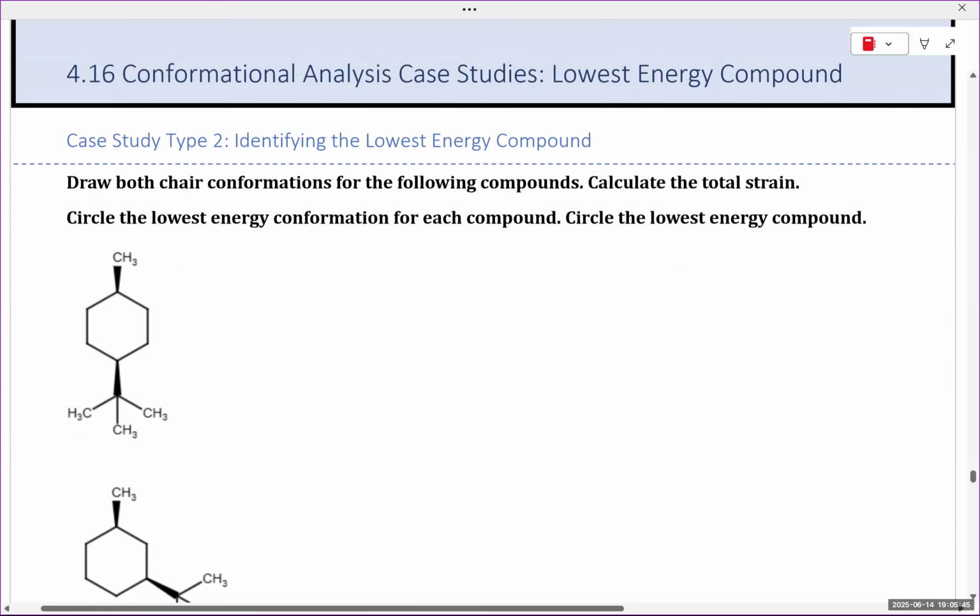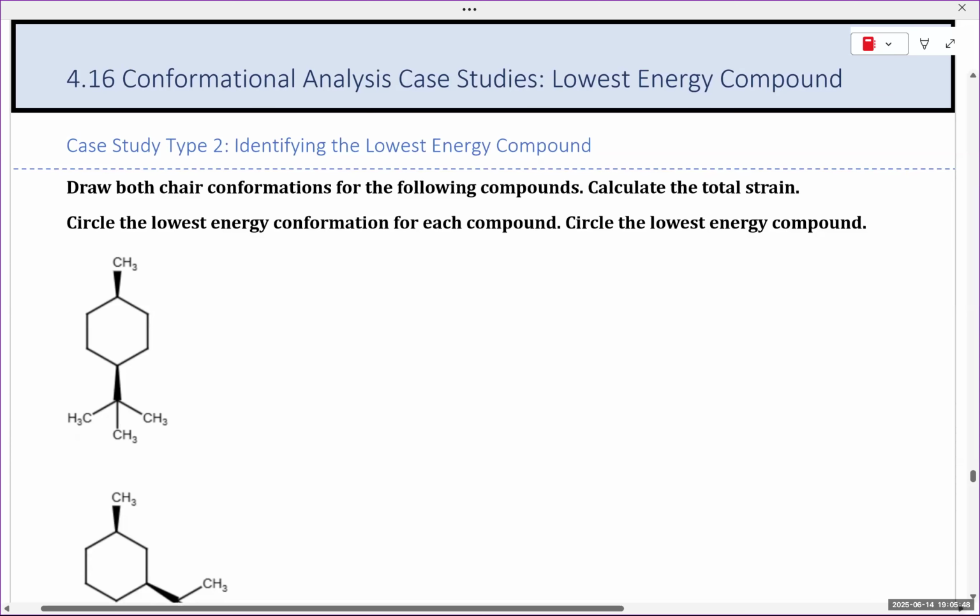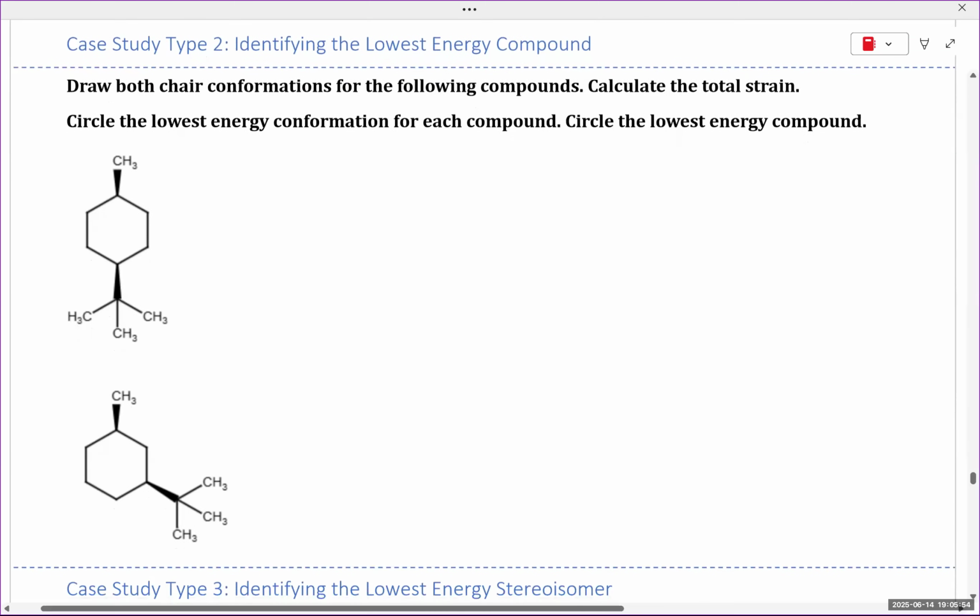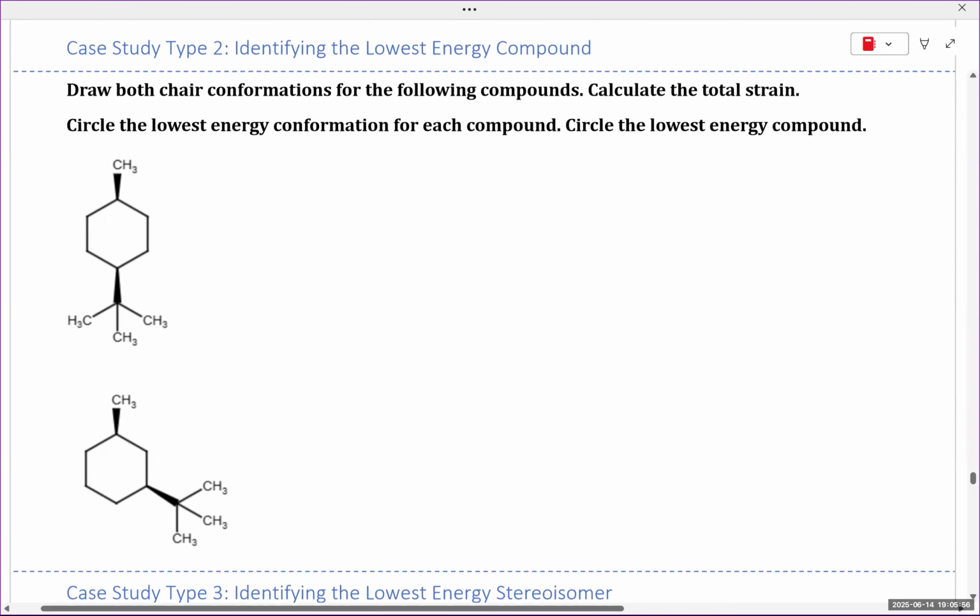Let's look at another case study where this time we're asked to identify the lowest energy compound given a pair of compounds. So in this case, we're asked to draw both chair conformations for the following compounds, calculate the total strain, and circle the lowest energy conformation for each compound, and circle the lowest energy compound. So I'd like you to pause the video, take a few moments to work through this example, and then we'll discuss.